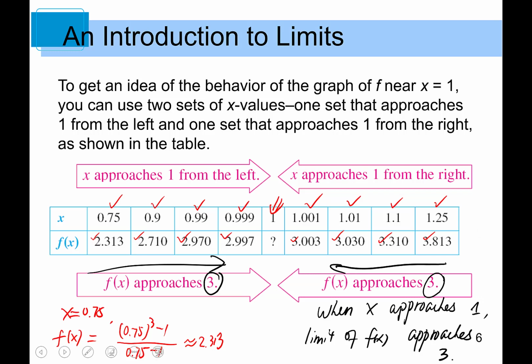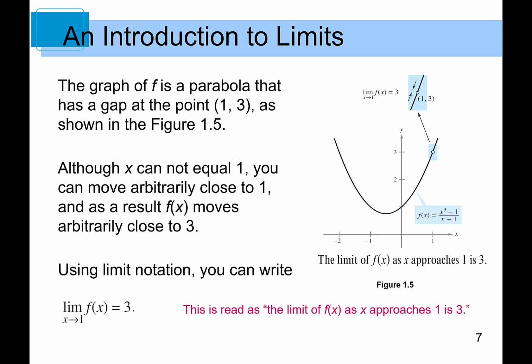This is a very good way of investigating the limit at any particular x value, and this method has been used a lot. As you can see, this is a graph of the function. It actually is proper, except at x equals 1. At this point, that's an undefined point. That's why we put a hole there to indicate that at that particular point, the graph is discontinuous. So the graph of f is proper, but it has a gap at the point x equals 1, as shown in figure 1.5.